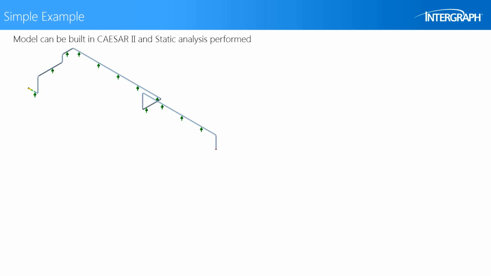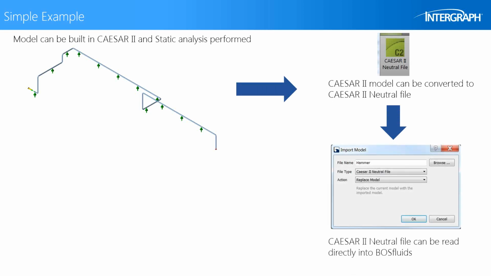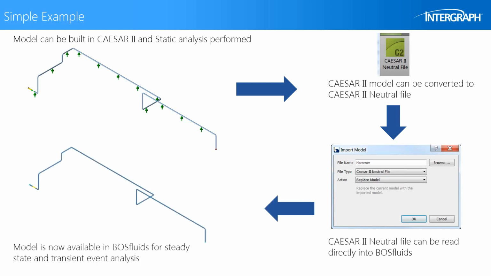The model you can build in Caesar 2 and perform your static analysis as you would do today. So build the model however you build it in Caesar 2, do your static analysis, and then you can generate out of Caesar 2 a Caesar 2 neutral file. Standard Caesar 2 capability. That new Caesar 2 neutral file can then be read directly into BOSfluids. And your piping model is now available in BOSfluids for your steady state and your transient event analysis, using a direct transfer in just a few seconds.